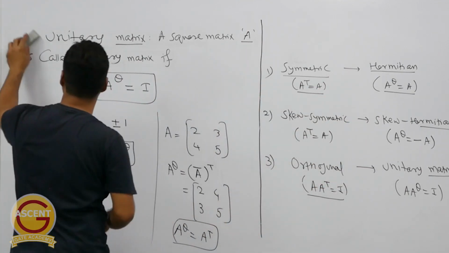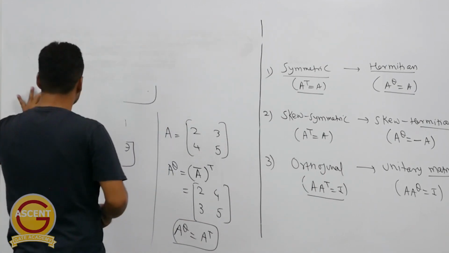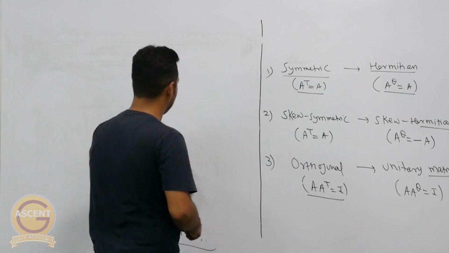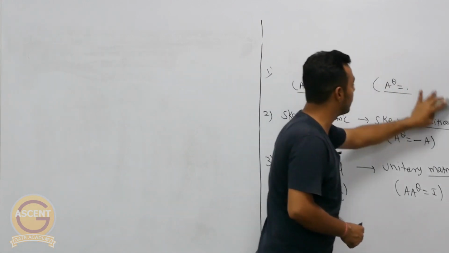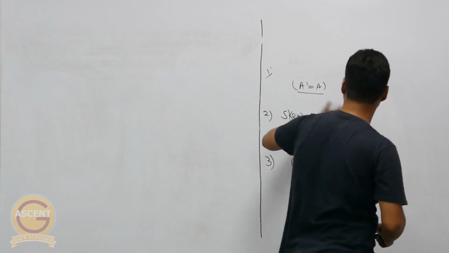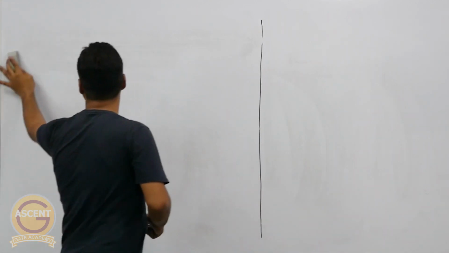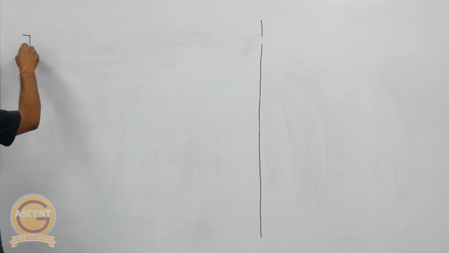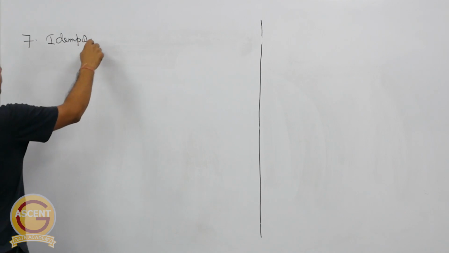Now after this, we have to talk about the other 4 types of matrices. The other 4 types are idempotent, nilpotent, involutory, and periodic matrix. We'll talk about each one of them. The first one that we are going to discuss is idempotent matrix. So number 7 is idempotent matrix.